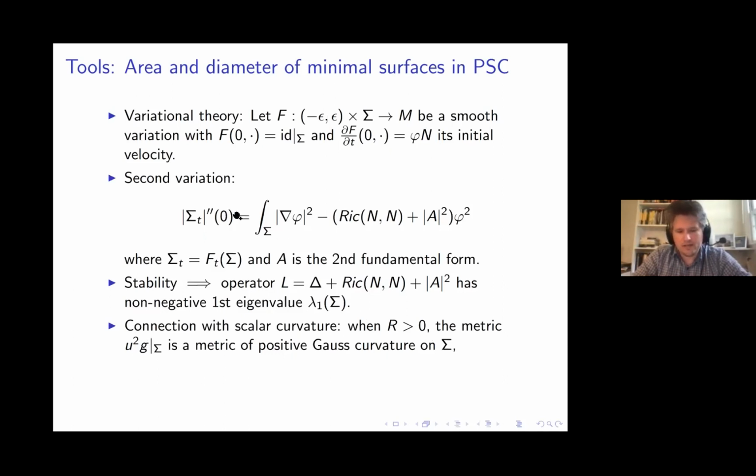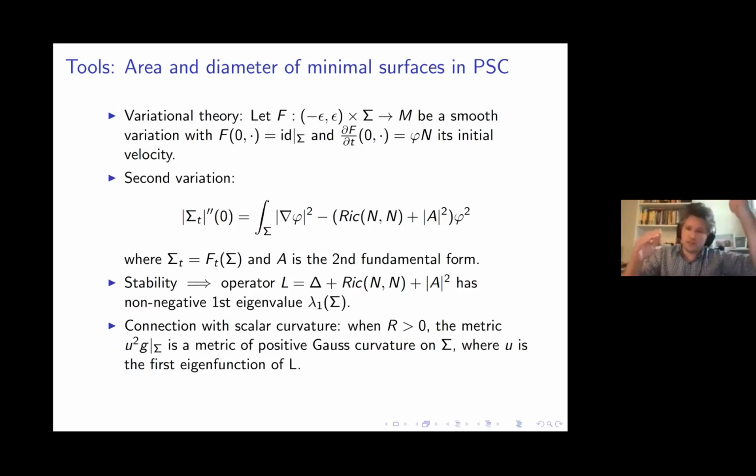So in other words, I take the ambient metric of the manifold, I restrict to the surface, and I multiply that by u squared, where u is the first eigenfunction of this stability operator. Well, this new metric, which is going to be a conformal metric, is going to be a metric of positive Gauss curvature. So scalar curvature on the ambient and a stable minimal surface implies that I can do a conformal change to the metric of the hypersurface.